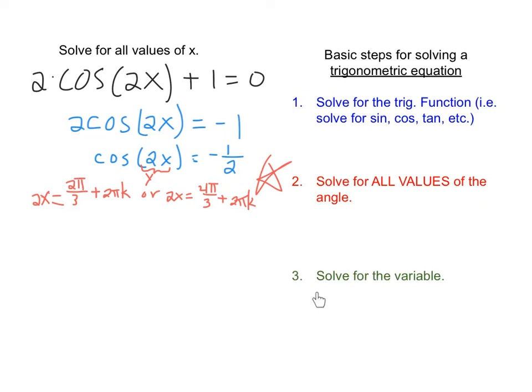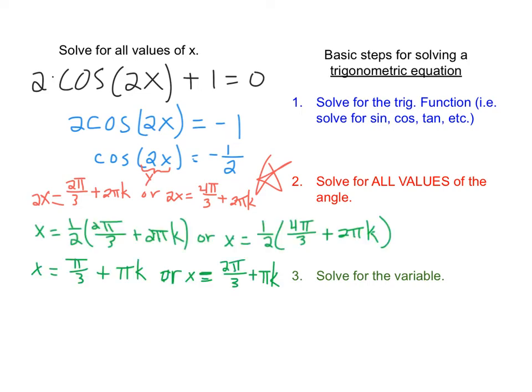So our final step now is, of course, simply to solve for the variable, right? Now we can finally get down to solving for x once we have determined all the values for the angle, which we have done. So you've taken it this far. Why don't you finish it out, pause the video, and see what you end up with for x. Is this what you got? The final answer, as you can see, is pi over 3 plus pi k. Or we could have x equal to 2 pi over 3 plus pi k.